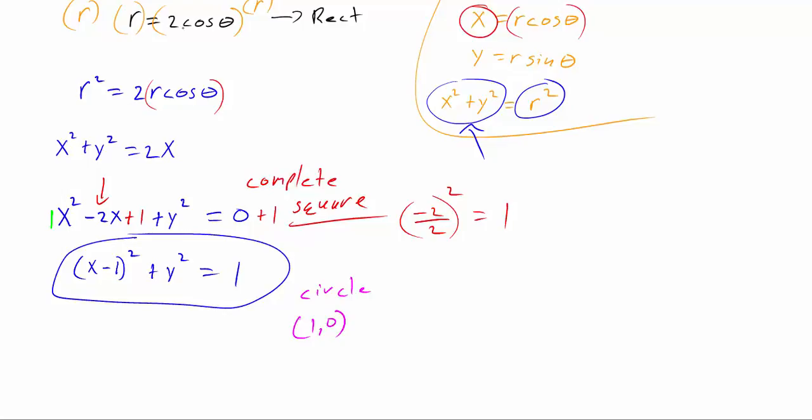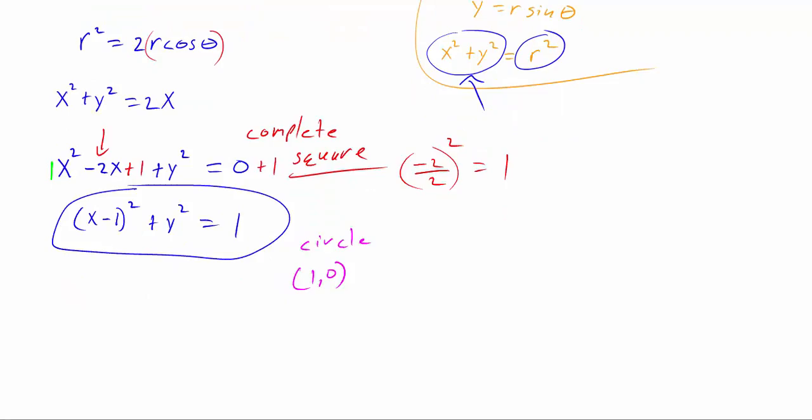So r equals 2 cosine theta is going to give us the equation of a circle, and then of course the rectangular equation would be x minus 1 squared plus y squared equals 1. All right, so let's look at another example here.